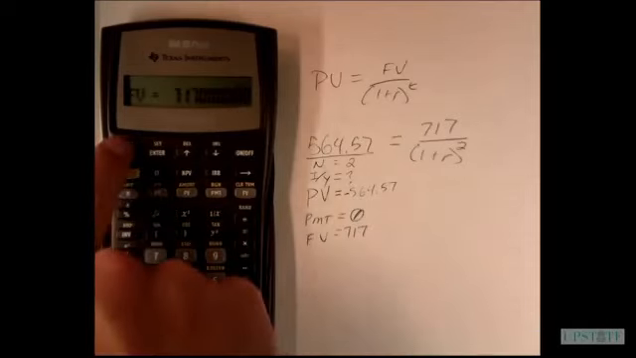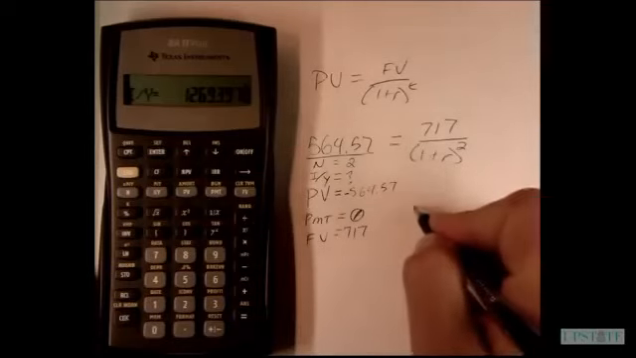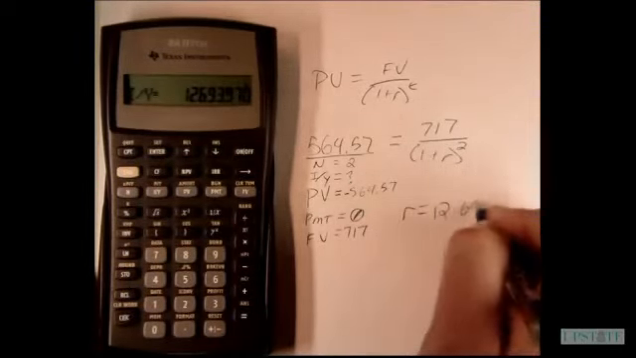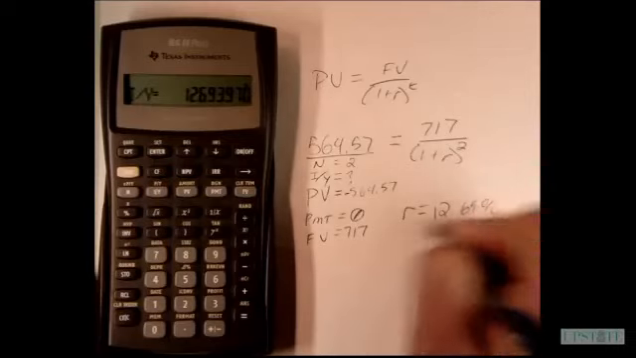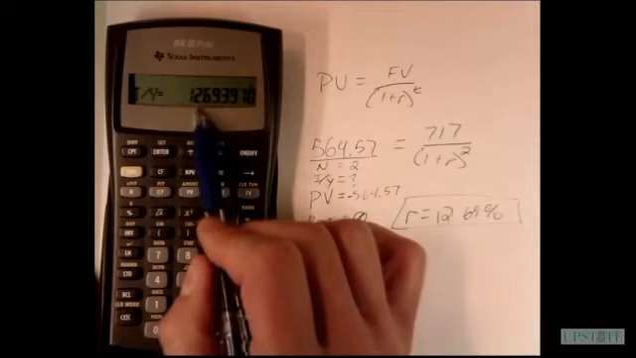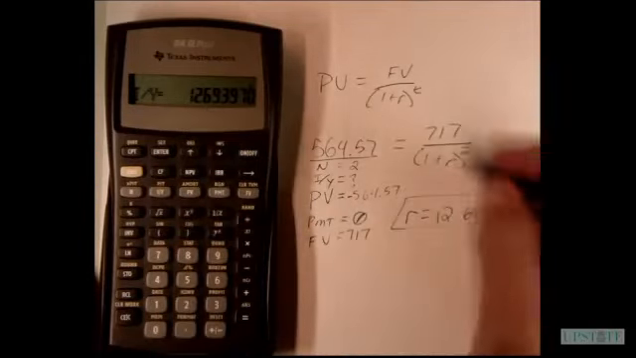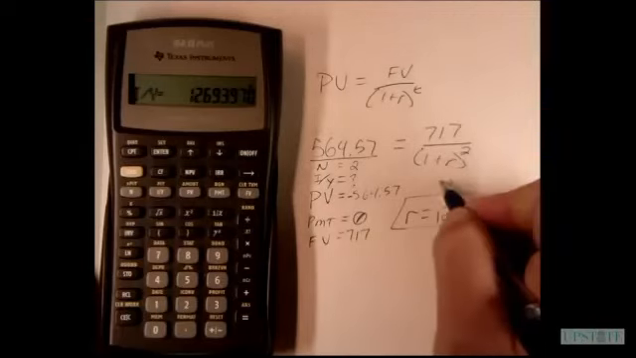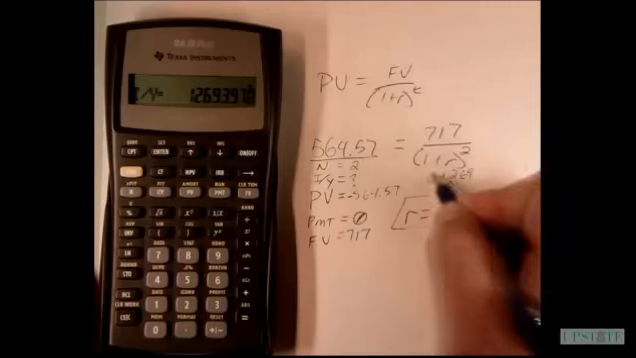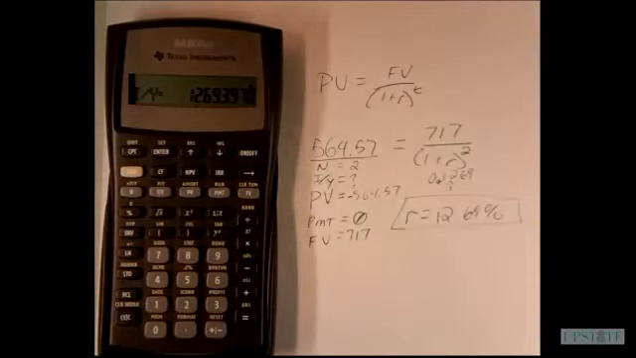So then we hit compute I over y, and that tells us that our interest rate is going to be 12.69%. And this is one thing that we do need to keep in mind: the calculator is going to tell us in percentage terms, whereas in this formula, if we're plugging it in, it would be 0.1269. And that's the basic part there.